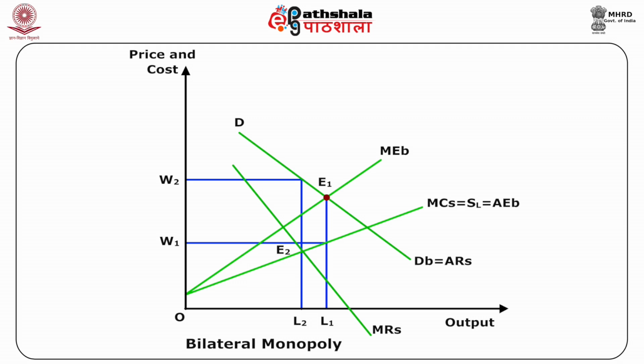We can see from the figure that the price which the monopolist wants to set is higher than the price which the monopsonist wants to set, that is OW2 is greater than OW1. It is clear that when both monopolist and monopsonist assume to be the sole price maker and act autonomously, then the ultimate result is different prices as well as different quantities.